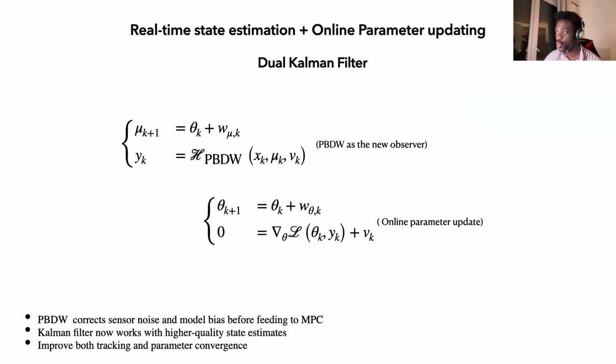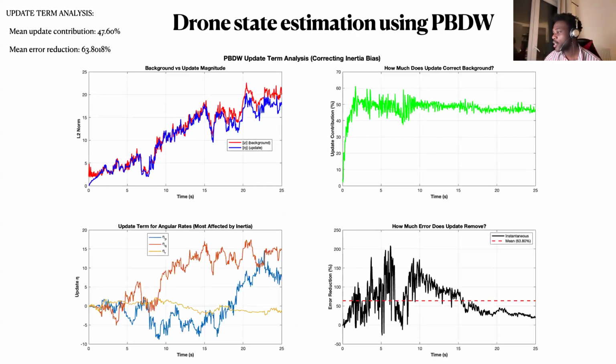So the idea is to say, okay, we can use this dual Kalman filter where you have a filter that's tracking the parameters, and then the observation is actually the PBDW. So instead of having a fully data observation on the Kalman filter, we have a hybrid physics and data that is correcting the bias, and then we update the parameter in real time. We tried it on this case. For example, the curve on the right is the bias estimate in real time, and how the bias contributes to the state estimate of the drone in a 25-second simulation.